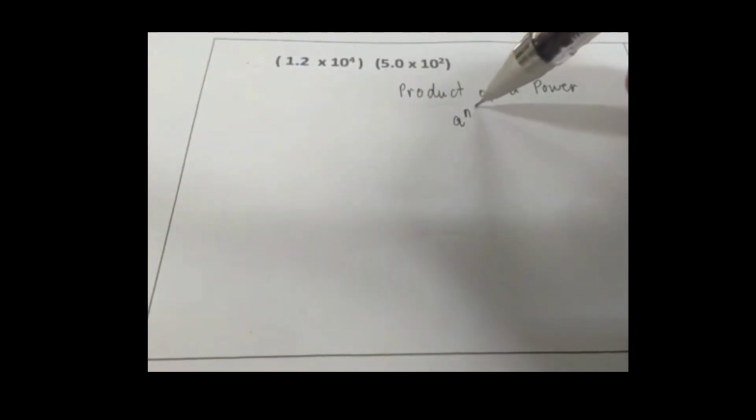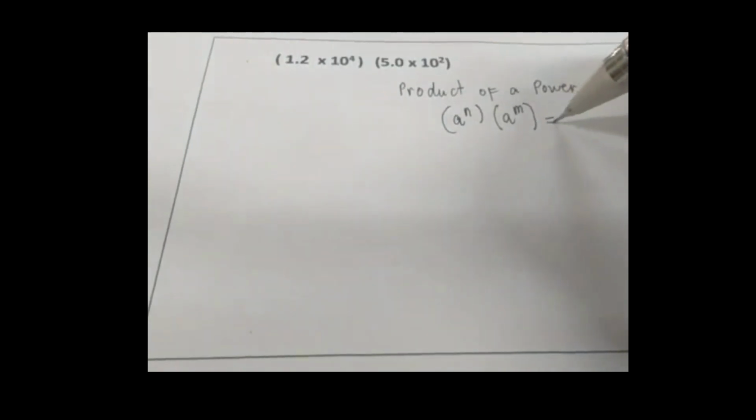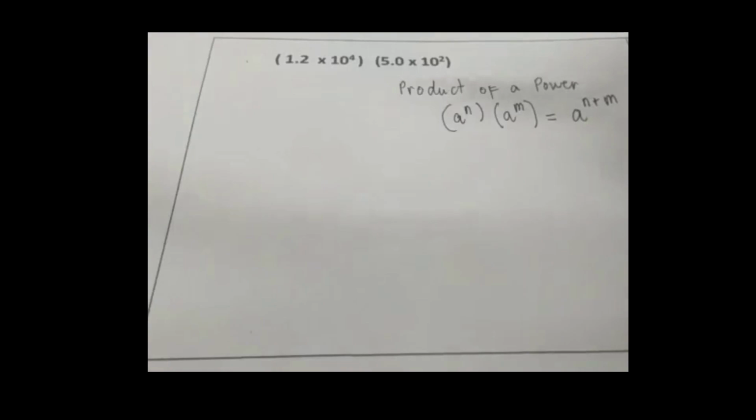For the product of a power, it states that if a raised to the power of n is multiplied by a raised to the power of m, then it's just equal to a to the power of n plus m. So applying this law of exponent, we can simplify the given 1.2 times 10 to the power of 4 times 5.0 times 10 to the power of 2.